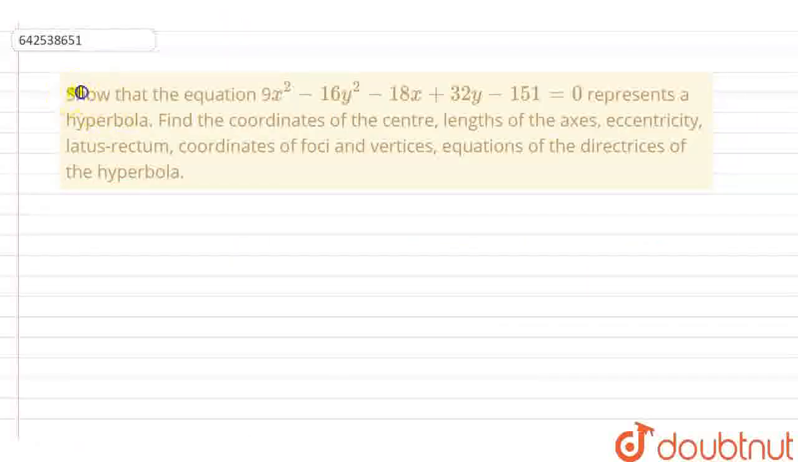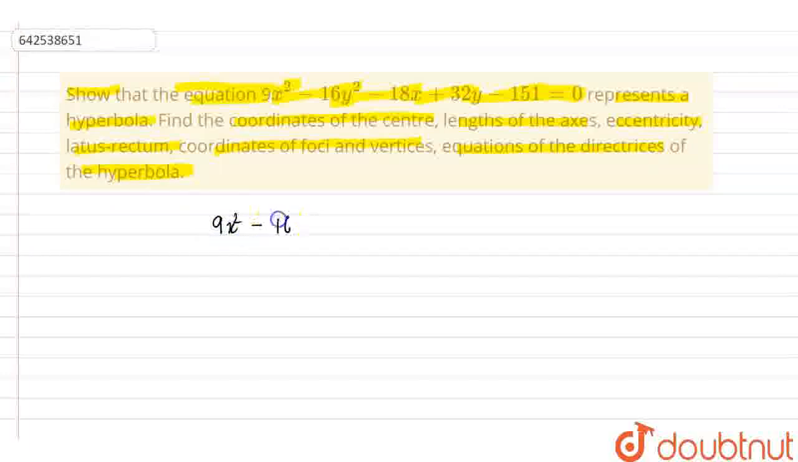Hello everyone. Today the question is, show that the equation 9x square minus 16y square minus 18x plus 32y minus 151 equals to 0 represents a hyperbola. Find the coordinates of the center, lengths of axis, eccentricity, latus-rectum, coordinates of foci and vertices, equations of directrices of the hyperbola.